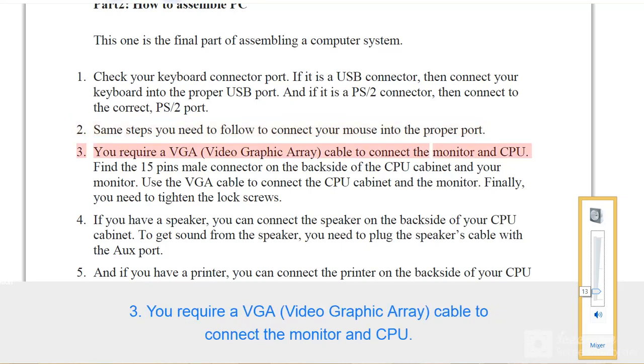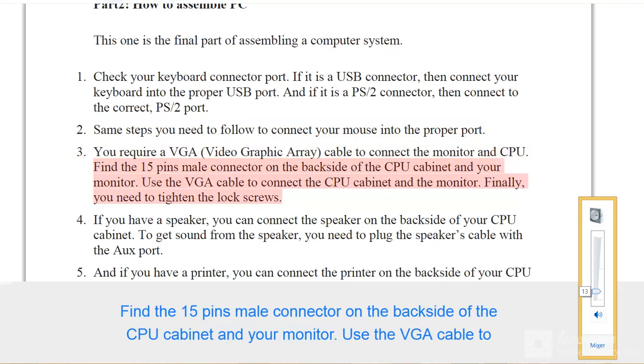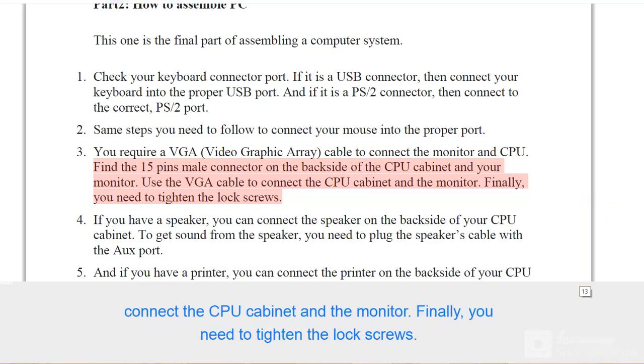Three, you require a VGA, video graphic array, cable to connect the monitor and CPU. Find the 15 pins male connector on the back side of the CPU cabinet and your monitor. Use the VGA cable to connect the CPU cabinet and the monitor. Finally, you need to tighten the lock screws.